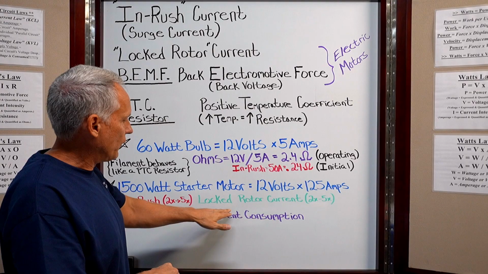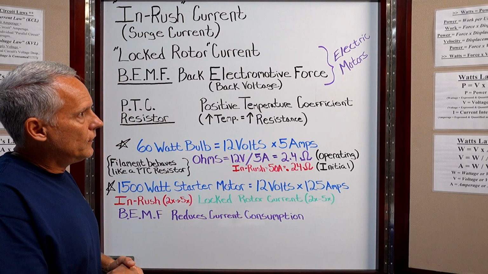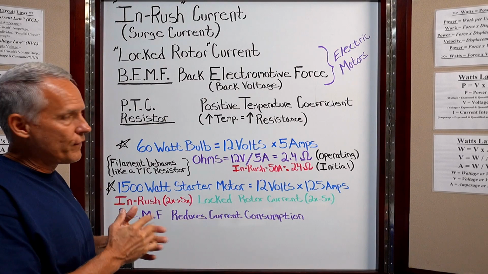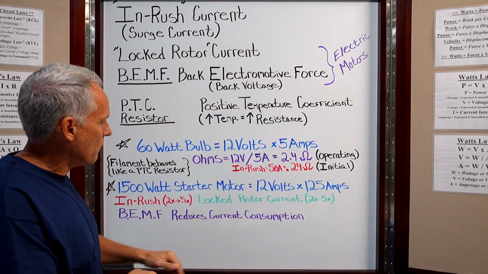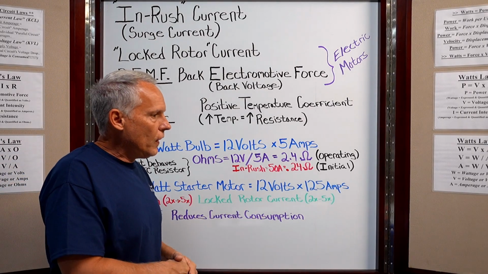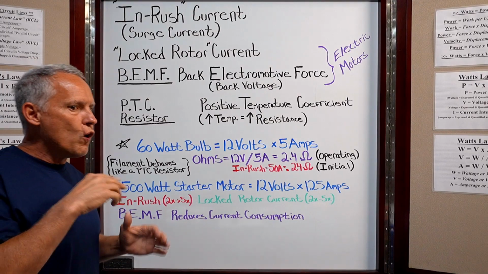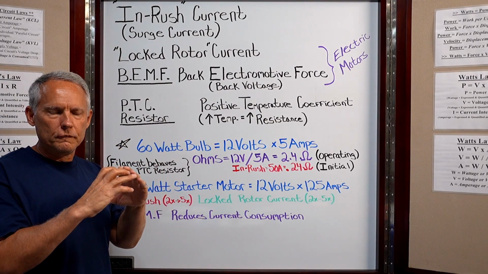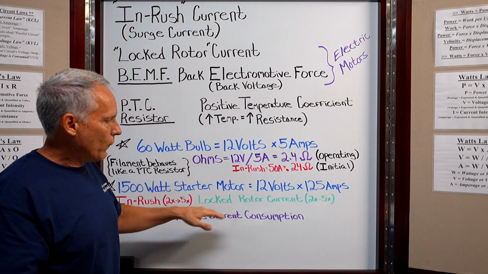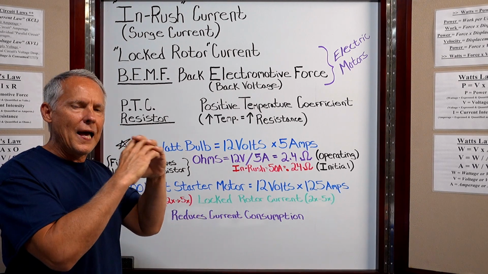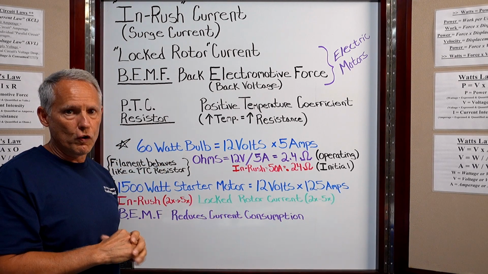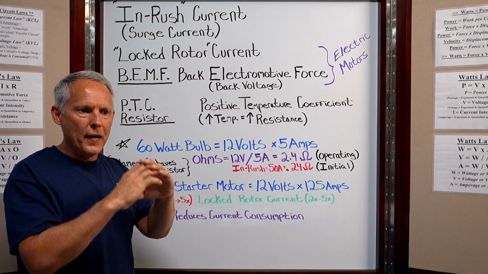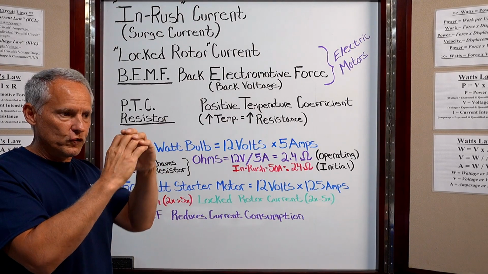So what you need to know about electric motors, a couple different things. One is there's a phenomenon, or I don't know if I'd call it a phenomenon, but definitely an electrical term: locked rotor current. The rotating portion of the electric motor is called a rotor, and when it's sitting at rest, it's called locked rotor.